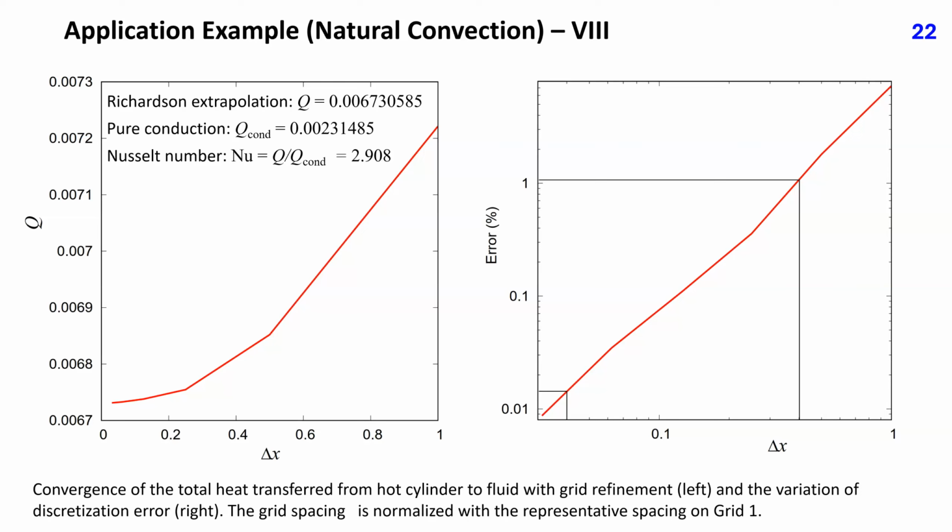By subtracting the heat flux computed on each grid level from the grid-independent value estimated using Richardson extrapolation, error estimates for each grid are obtained. The variation of discretization error with grid refinement is shown in the plot on the right. The grid spacing is normalized with the representative spacing from grid 1. We can see that by reducing the grid spacing by 1 order of magnitude, the error is reduced by almost 2 orders of magnitude, indicating a nearly second-order convergence.